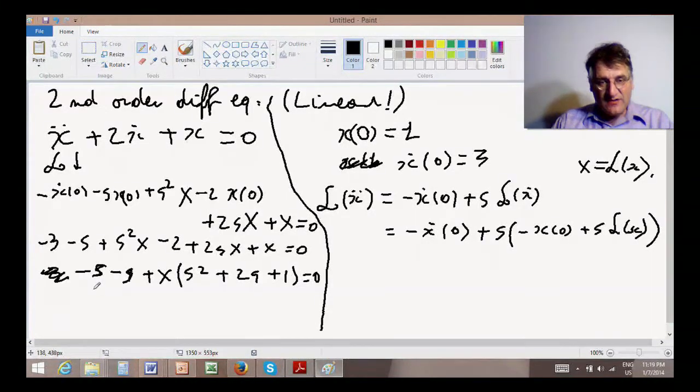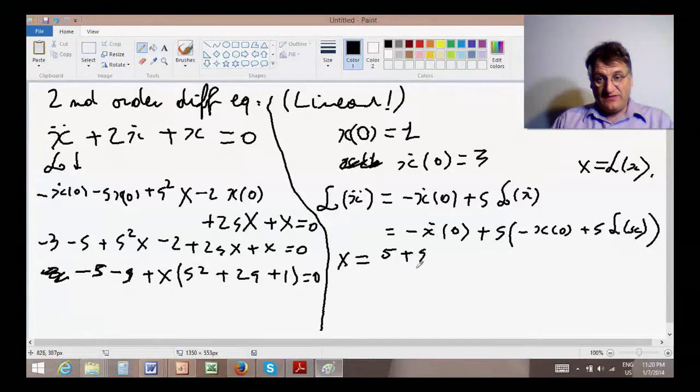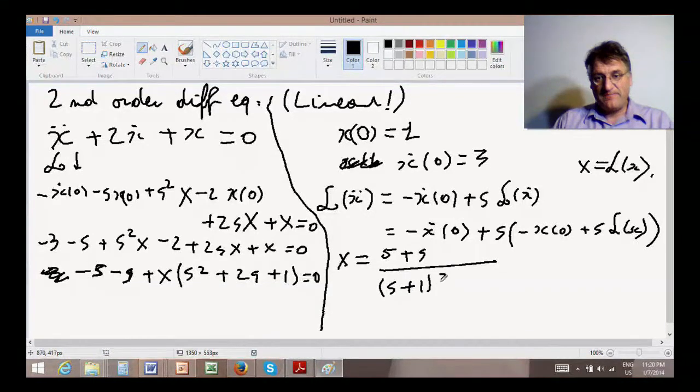Now what is this? Aha! This is, in other terms, getting us to say that x is equal to 5 plus s divided by s squared plus 2s plus 1, and that's s plus 1 squared. Okay. So as long as we can compute the inverse Laplace transform of this, we're fine.